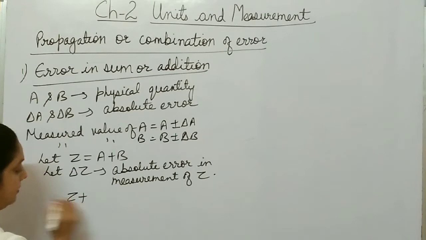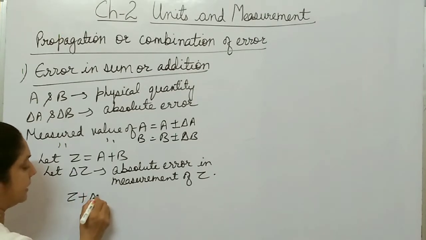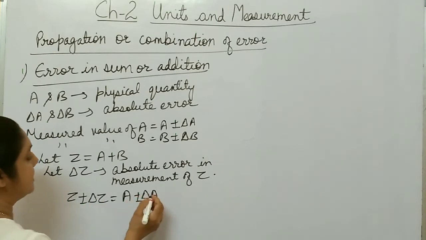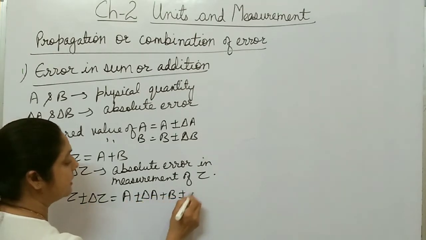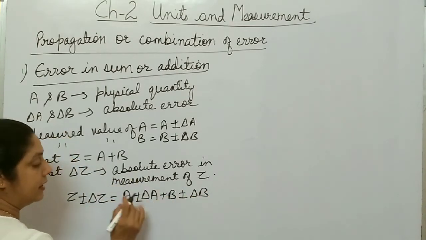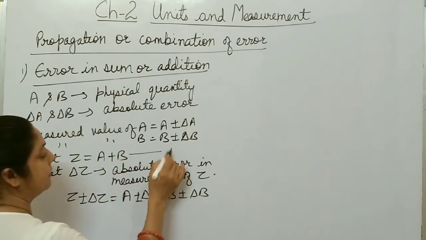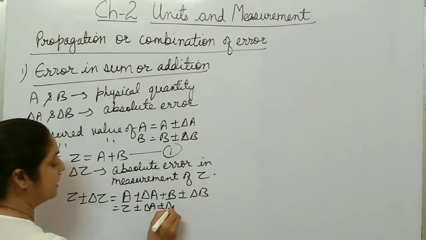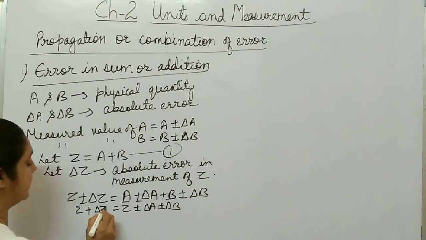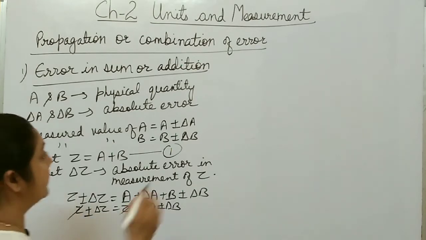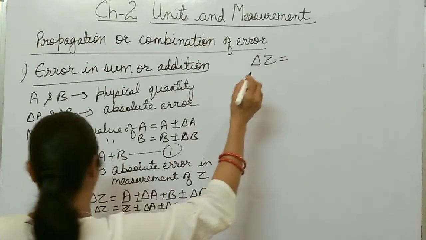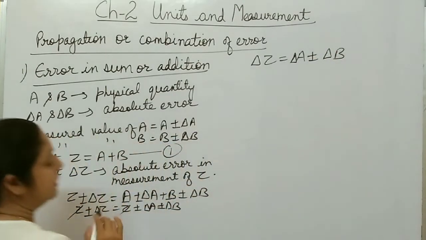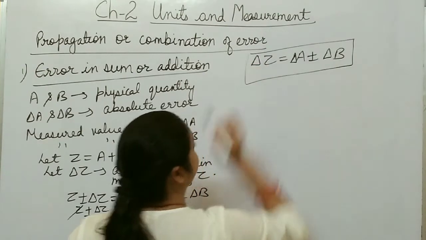When you add error, the measured value of Z becomes Z plus delta Z. The measured value of A becomes A plus minus delta A, and the measured value of B becomes B plus minus delta B. Now A plus B is Z, so in place of A and B you write Z plus minus delta A plus minus delta B, and on this side Z plus minus delta Z. So Z cancels and delta Z becomes delta A plus minus delta B. This is the final error in the final result.